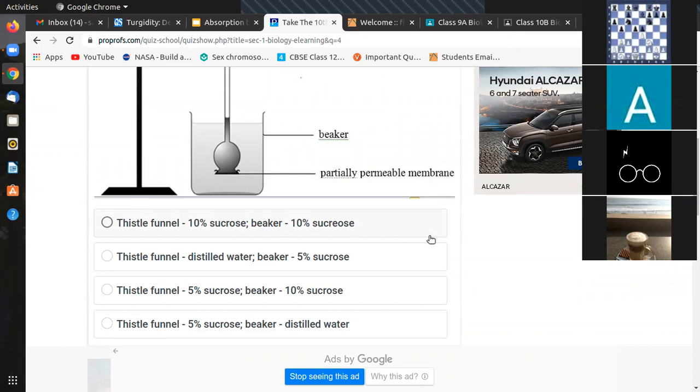Osmosis happens in which direction? Less to more. Less solute concentration to more solute concentration, right? That is dilute solution to concentrated solution. So what should be outside? Dilute, something like distilled water. So outside should be something like distilled water. So it is the fourth one. Yes. What do others think?